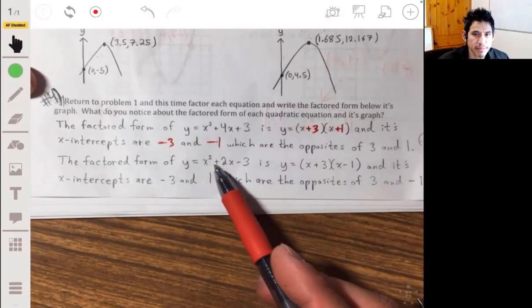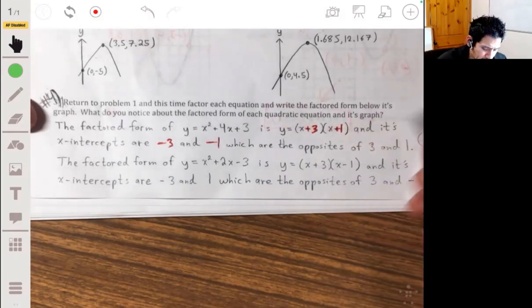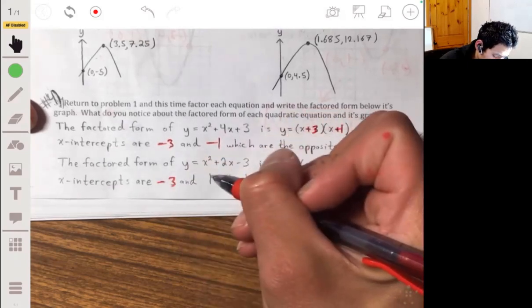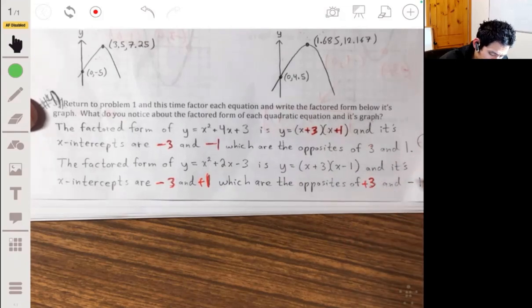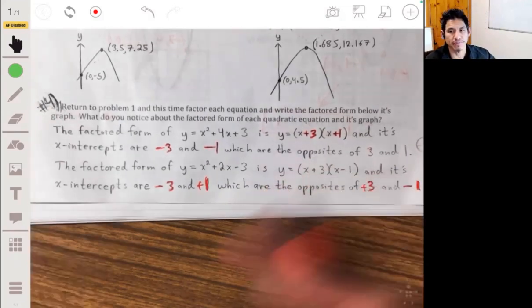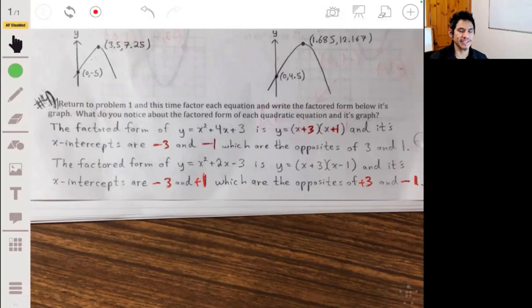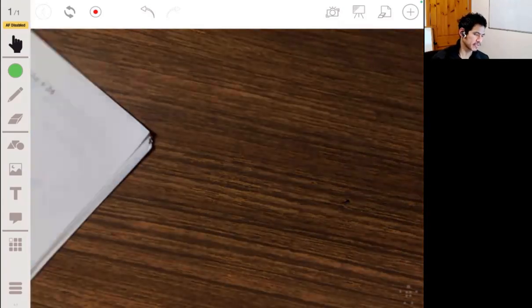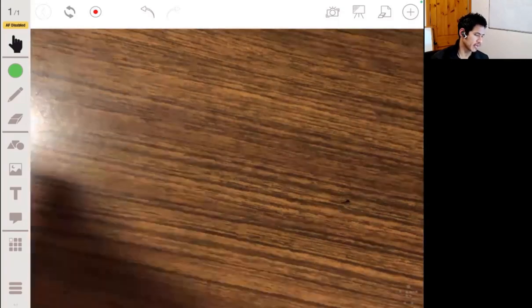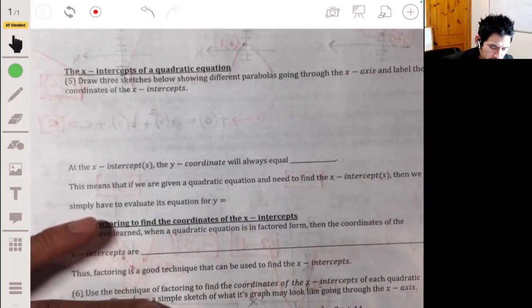And for the other one, y = x² + 2x - 3, we got the factored form y = (x + 3)(x - 1), and the x-intercepts are -3 and +1, which are the opposites of +3 and -1. This is a big deal. That's why I'm making the time to make a big deal about it, because it is. So sorry if I'm annoying, but that's why it's a video, so you can always skip it. But this is a big deal if you want to master this stuff and become godlike with your graphing skills. Anyways, let's get going on to what this means in terms of how we can approach each function.